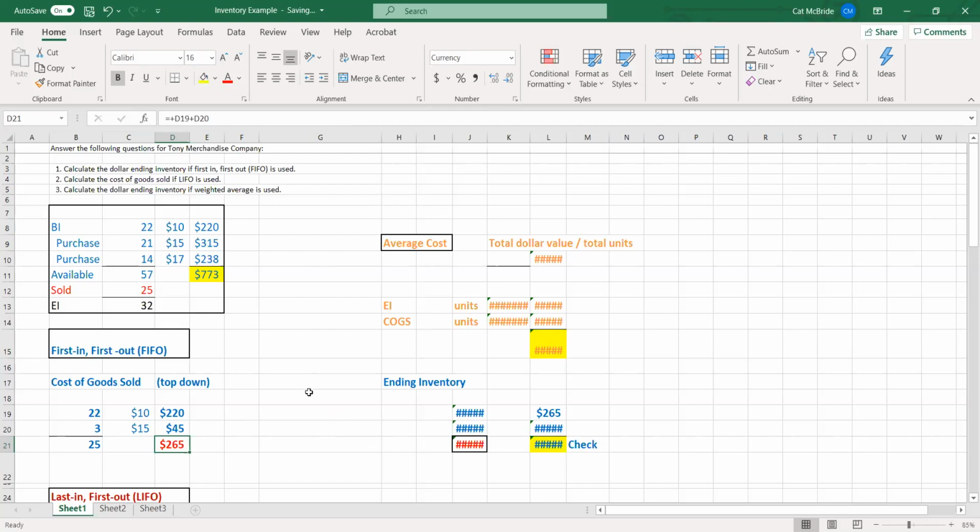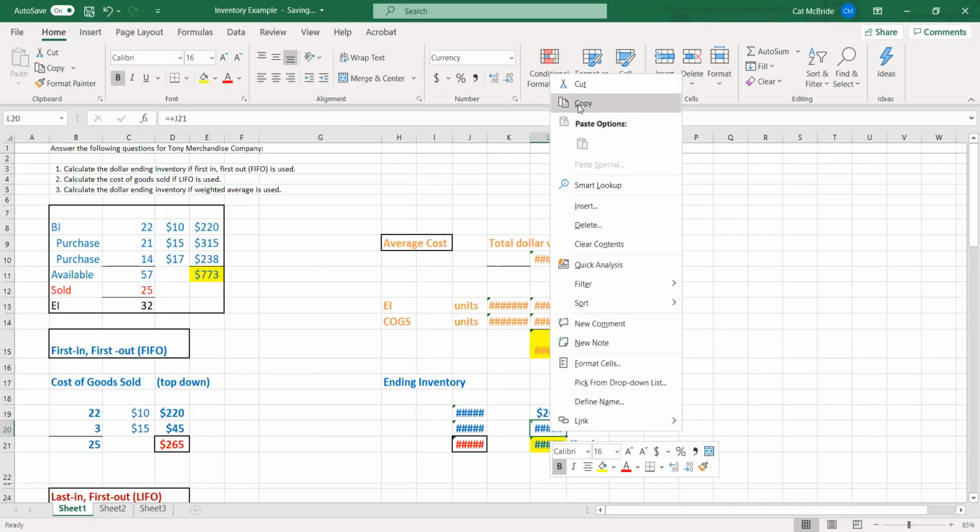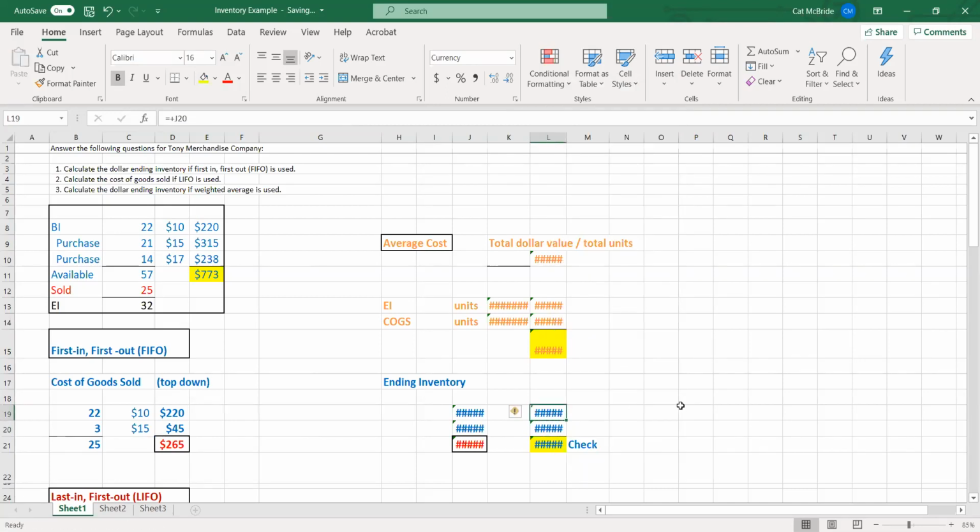Now I'm going to do ending inventory with first in, first out, and I'll show you how you have some check figures. So ending inventory is what's still left there. If cost of goods sold started from the top and worked my way down, where does ending inventory start? What's left? Am I going to look at the top for what's left, or am I going to look at the bottom for what's left? I'm going to look at the bottom. So I'm going to go bottom up for ending inventory.